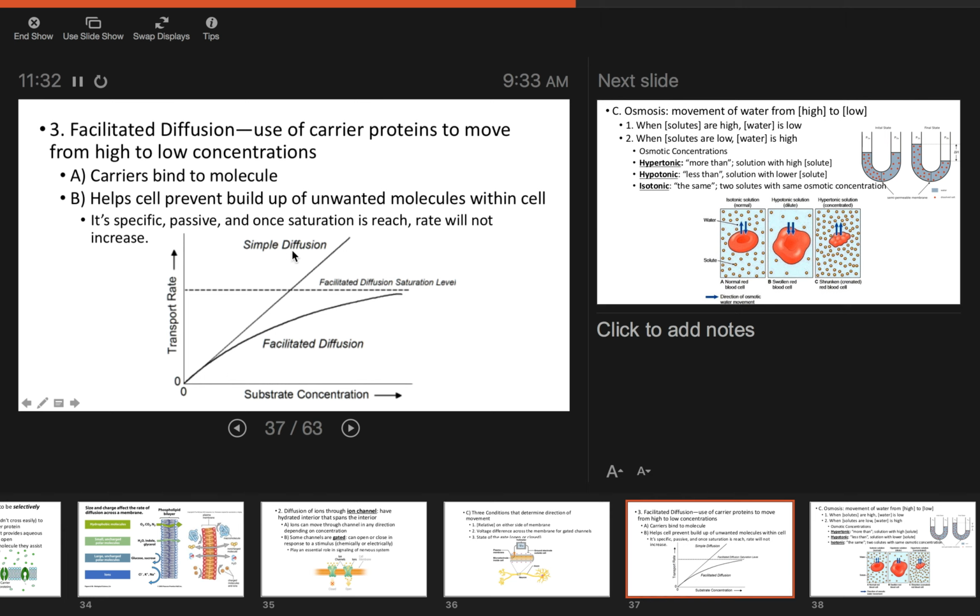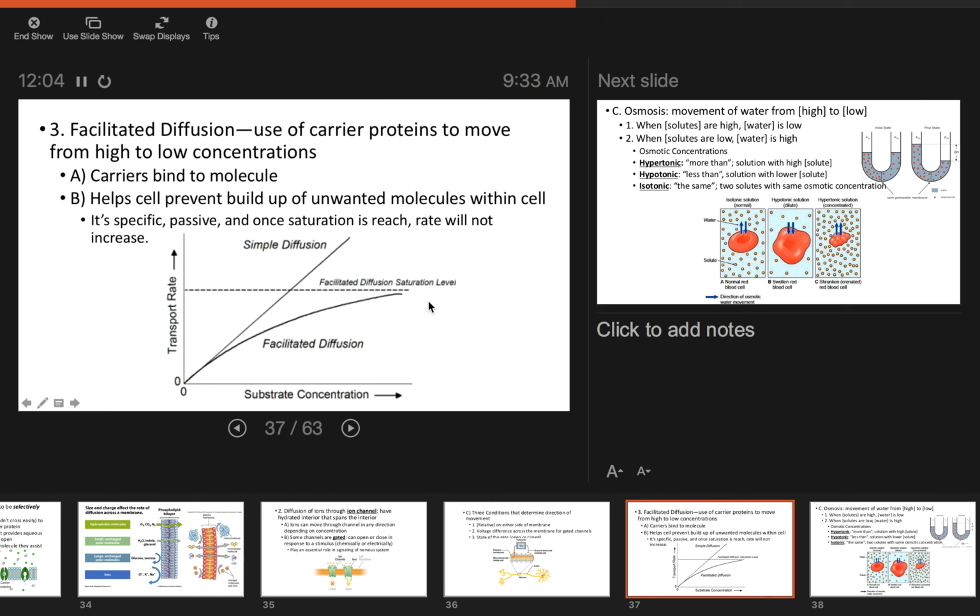As you can see with this graph, simple diffusion, which means they can just travel through the plasma membrane, if you keep increasing the concentration of whatever you're moving, then the rate of diffusion is going to increase as well. There's really no limit, as long as you have one side that's high and another side that's low. Whereas with facilitated diffusion, once all those carrier proteins are occupied, moving the molecule that it wants to move, then it plateaus off. Okay, so I've talked a little bit about simple diffusion.